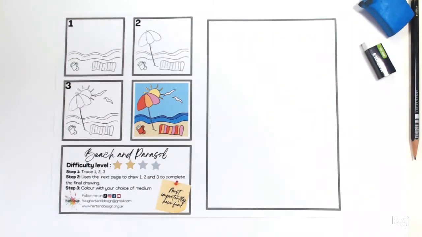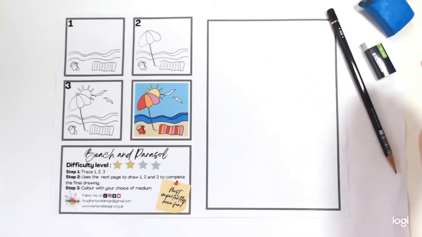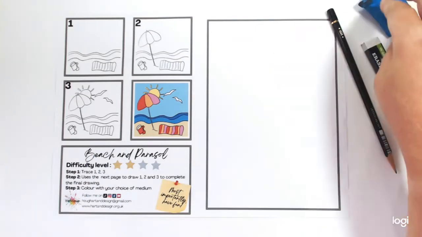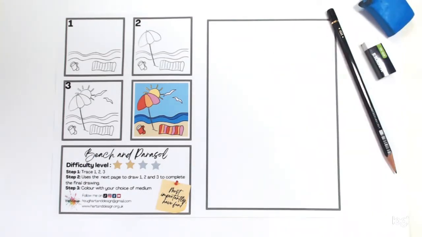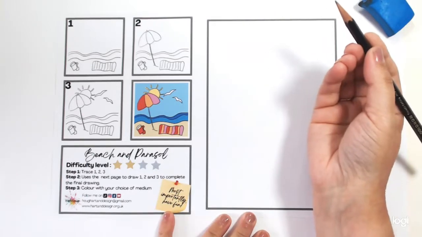This is our how to draw a beach scene, a beach and a parasol scene. You'll need a pencil, and it will do. I have HB, a rubber eraser or a kneadable eraser. Okay, so let's just get started. Make sure you have a sharpener as well. Get that pencil nice and sharp at the point.